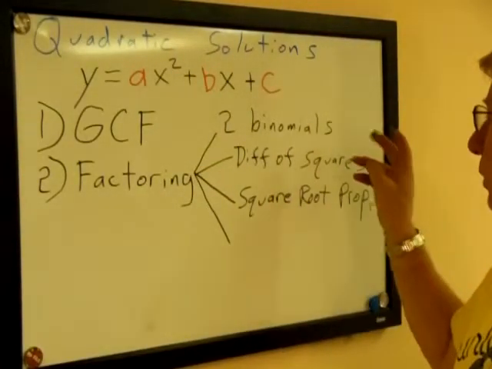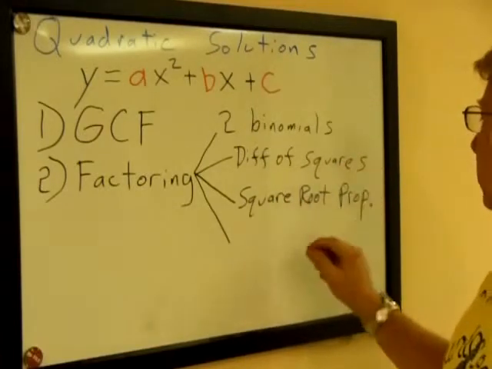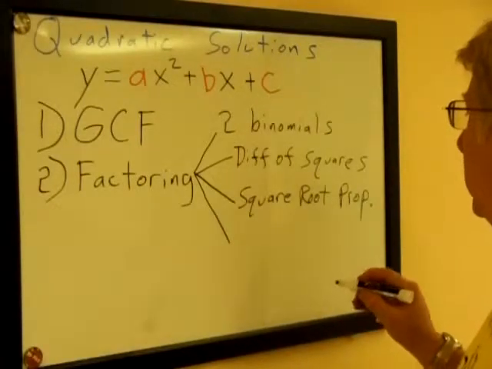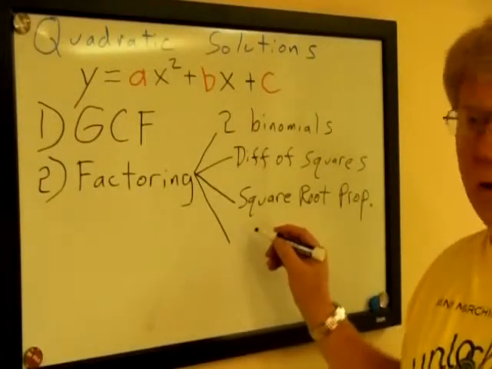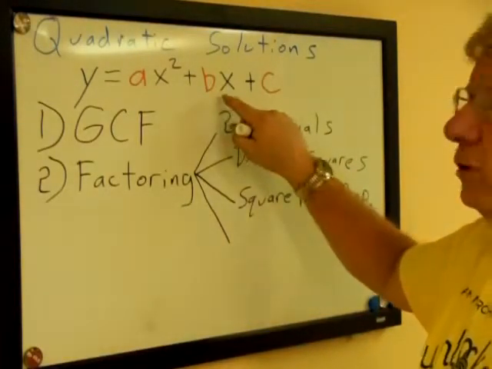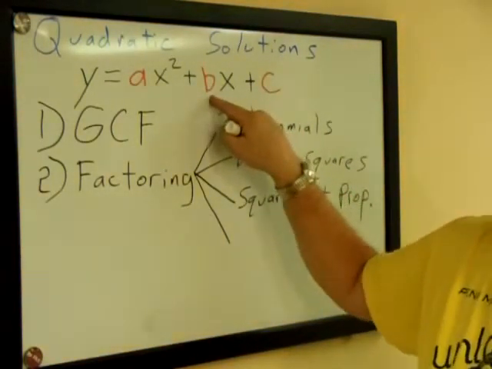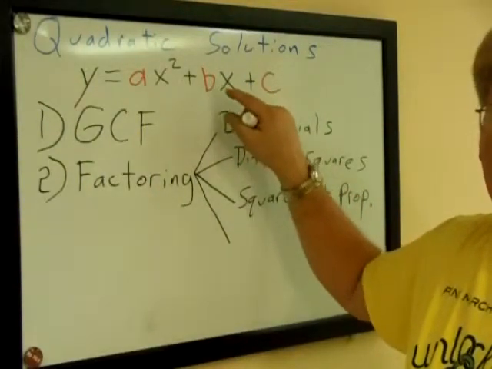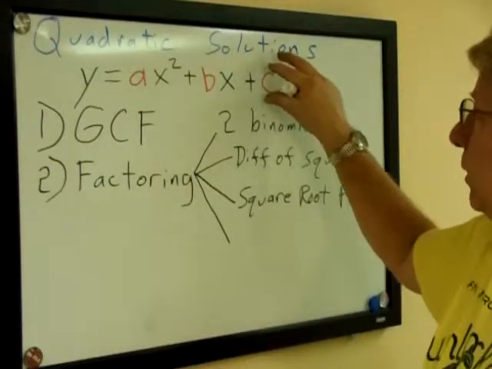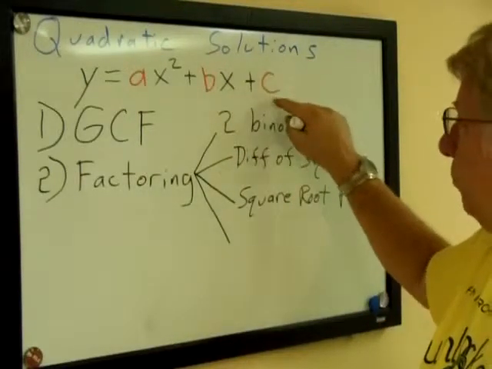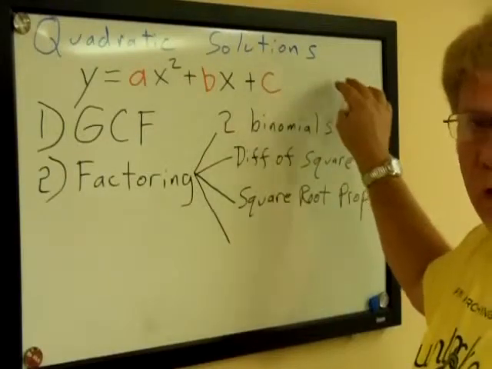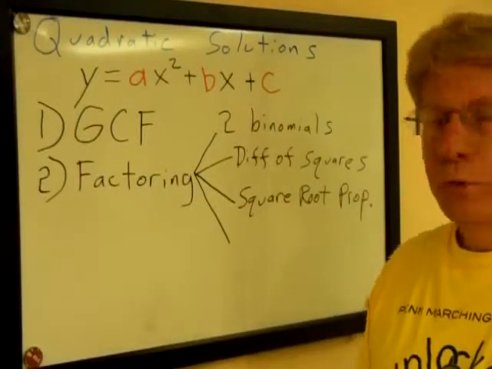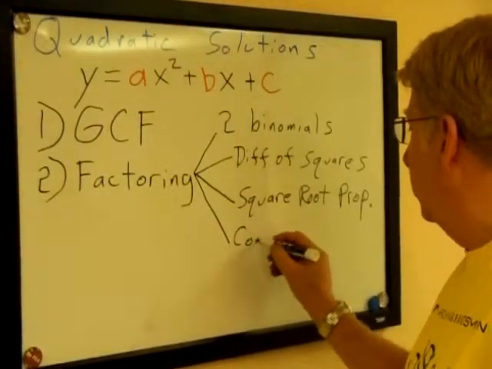Okay, so we have the 2 binomials, difference of squares, square root property, and then another thing we can do with factoring is called completion of the square. And generally it's a lot easier to do if the b coefficient is even. We divide the b coefficient by 2 and square it, and we make that our third term, and we add whatever we need to each side to make that happen. A little complicated, and again, it's beyond the scope of this video. We'll just say completion of squares.